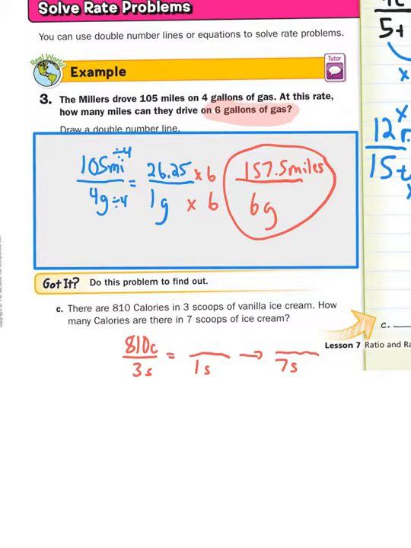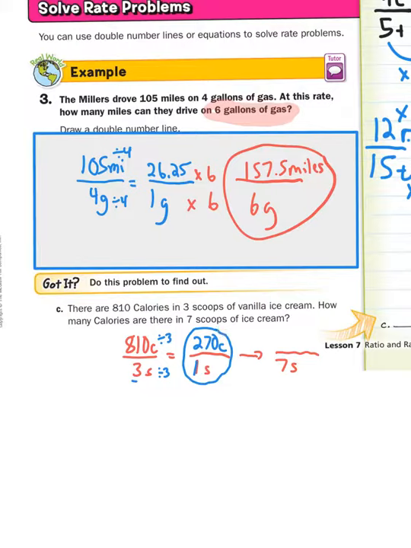Okay, so you're ready for the unit rate. Remember, to get the unit rate, it's easy. Whatever the denominator is, 3, you divide by it. 3 divided by 3 gets you 1. And then you do 810 divided by 3, and you should get 270. So there's 270 calories in 1 scoop. That is your unit rate, and that makes the rest of the problem easier.